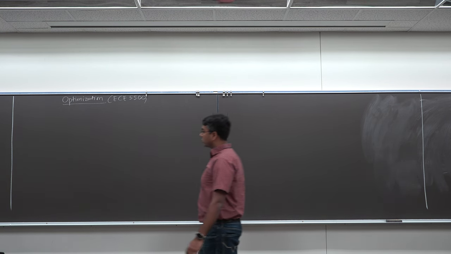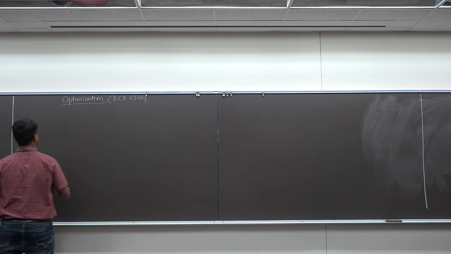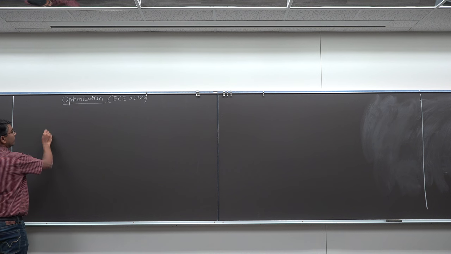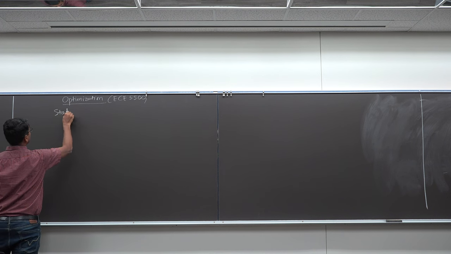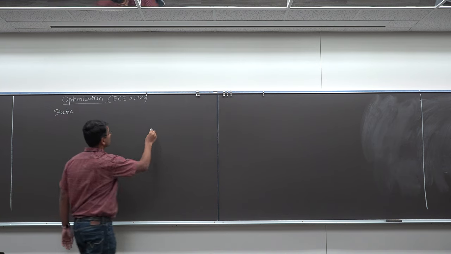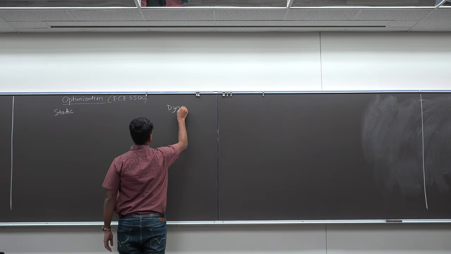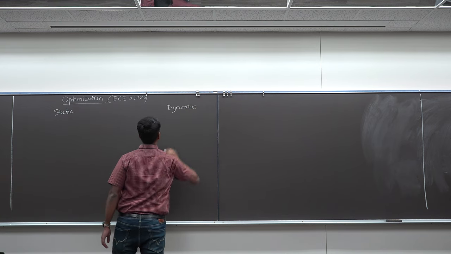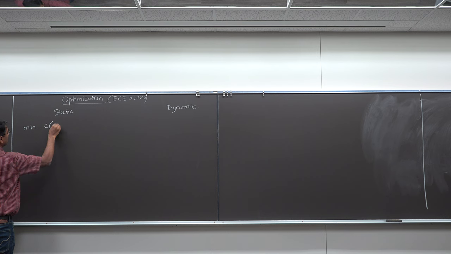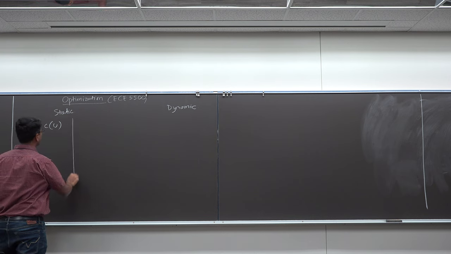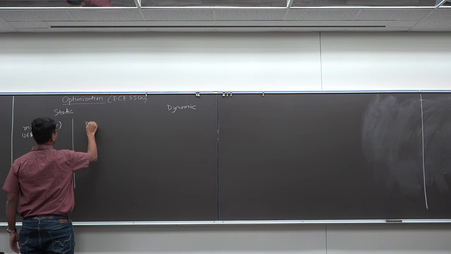So there are two topics that I want to cover today. There is static optimization and dynamic optimization. So in the static optimization, the problem is I want to minimize C of U, where U is in Rn. So that's one kind of static optimization.